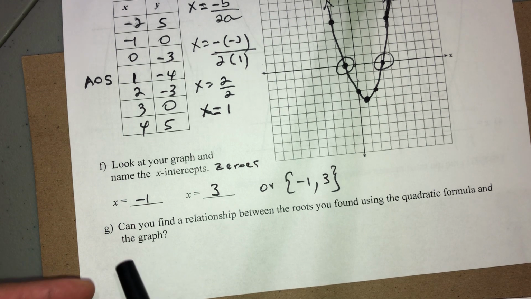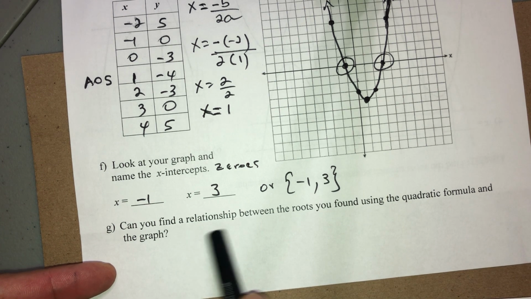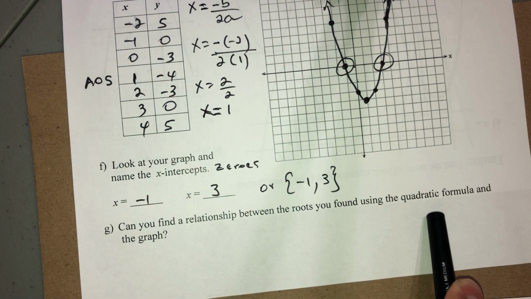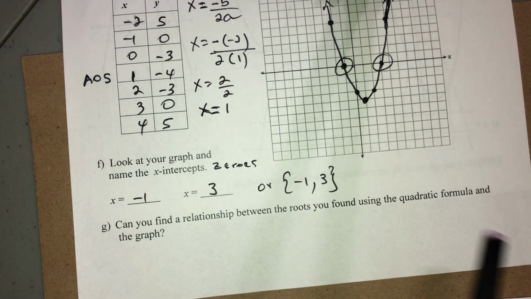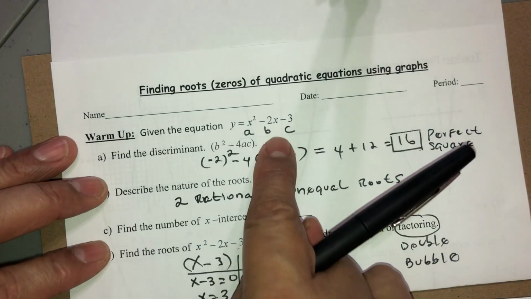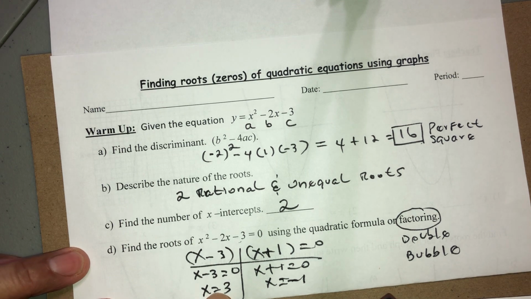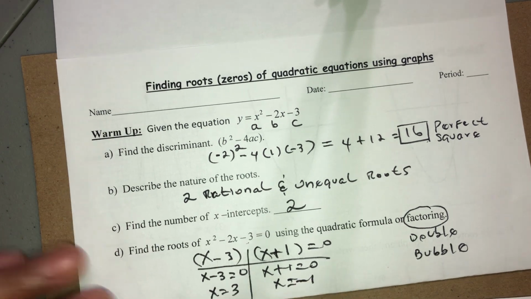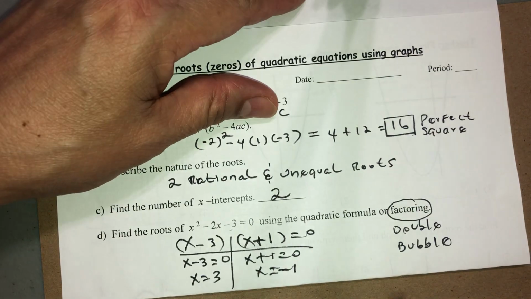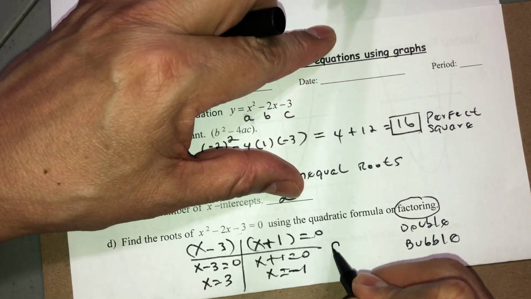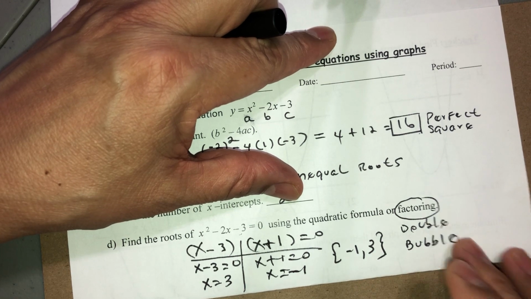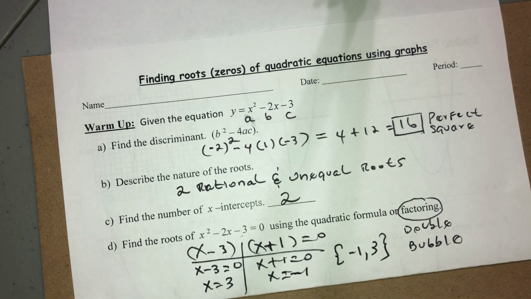Right now, the question here was, can you find a relationship between the roots you found using the quadratic formula and the graph? Actually, we don't use the quadratic formula, we use factoring. And what happened? When I factor, because it's the same problem, what do I get? I got 3 and negative 1 as my roots. Remember, you can leave it like that, okay? You could leave your roots like that, or you can write them in braces, negative 1, comma 3. I mean, sorry, braces, not parentheses.